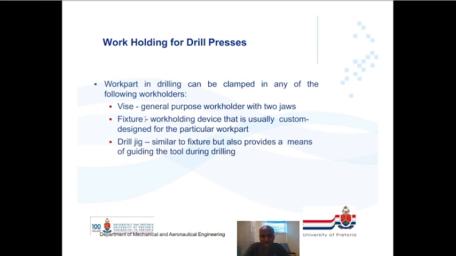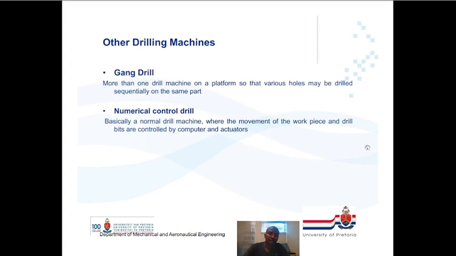Drill jig, similar to a fixture, but also provides a means of guiding the tool during drilling. So you can also check on a drill jig. Other drilling machines, you have the gang drill. A gang drill is just drill presses laid out in sequence according to the type of hole that you need. Let's say you need a 20mm hole, you might have 6, then 10, 15, then 20. Or you might have 6, 11, 16, then 20, something like that. They will be lined up nicely so that you hold this one down. When you're done, you take your component and put it onto the other machine, take it down, just like that.